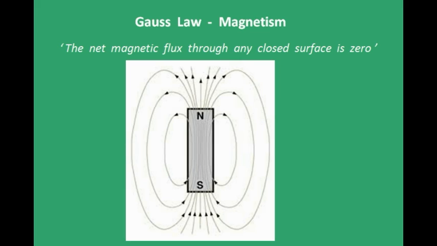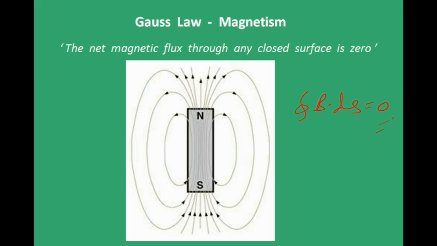Gauss law: the net magnetic flux through any closed surface is zero. In mathematical form, I can write this as the closed surface integral of B dot dS is nothing but zero, where dS is the area. This is because you don't have any isolated magnetic poles. We discussed before that magnetic monopoles do not exist, and that is why you have a zero here.